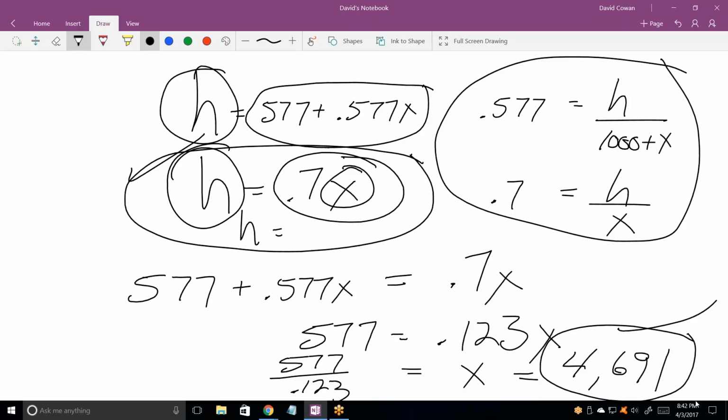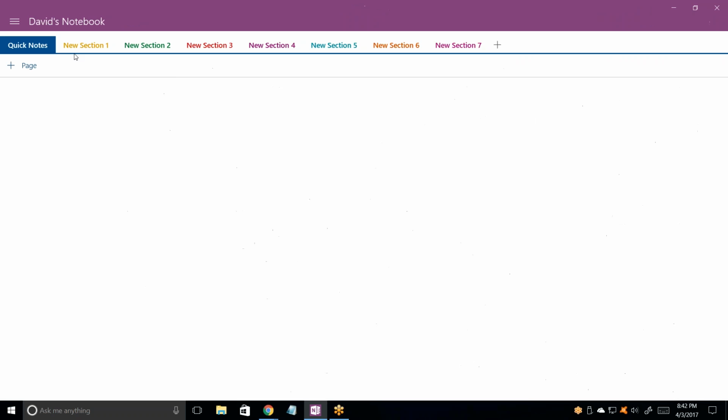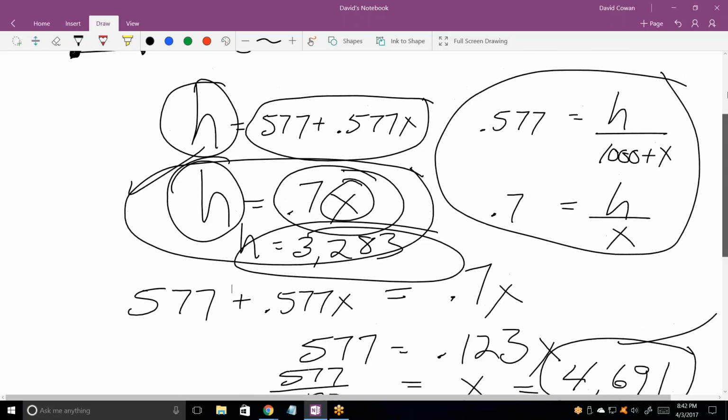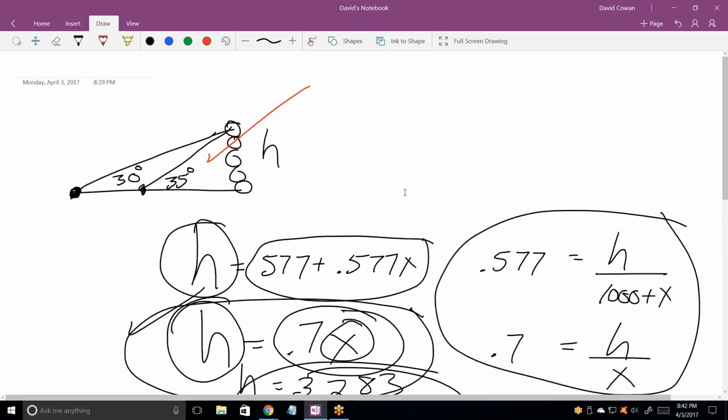What is it? 3,282.7. Didn't hear those last two digits, but we'll pretend that's it. Okay? So that's how you solve this problem, by setting it up. The picture is the most important part. Look at my picture. This is 1,000 right there, and I made up that variable x so that I could write my two equations.